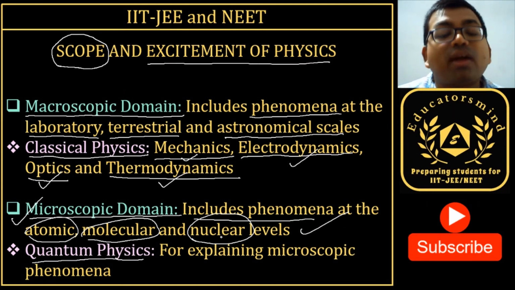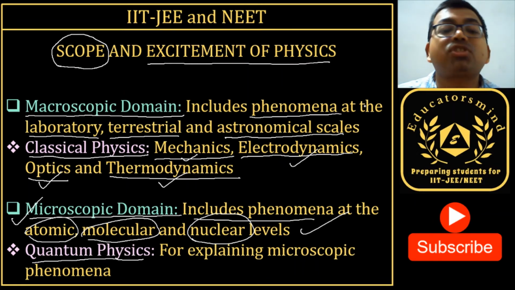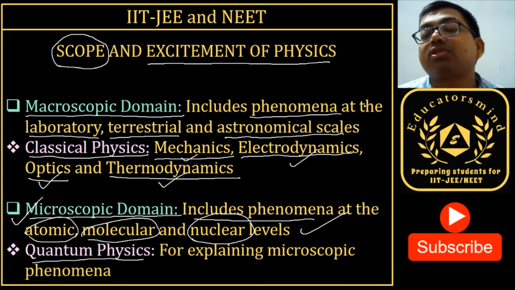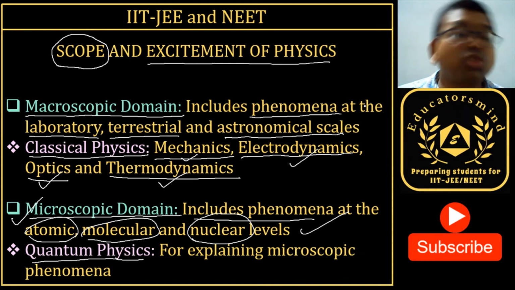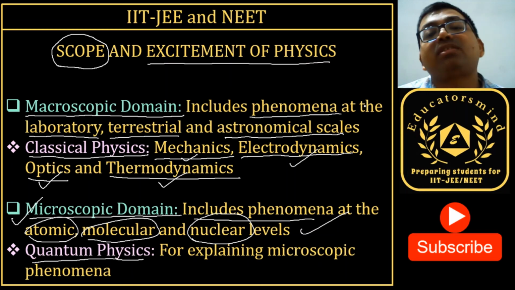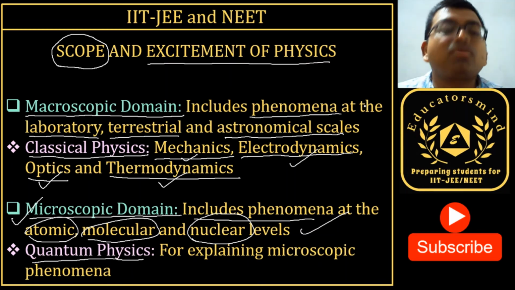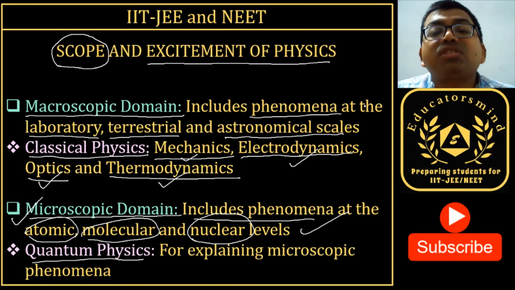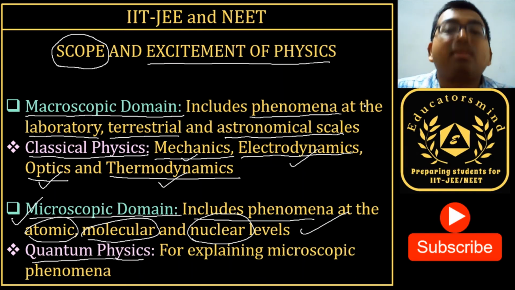Quantum physics is completely different. It's a completely different branch of physics where you deal with very small particles like electrons, protons, and the nucleus, where there is a lot of uncertainty in their positions as well as their momentum. All this behavior when you study at a very small level is called the microscopic domain. So why do we study that? Because based on that we can explain the bigger level, right?